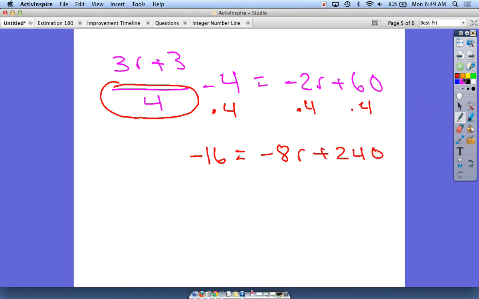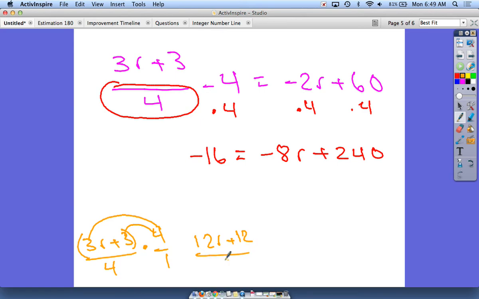And then off to the side, I'm going to do this part somewhere else. I think it's easier to put it off to the side. 3r plus 3 over 4. So we're multiplying everything by 4. Everything here has to be multiplied by 4, the 3r and the 3. So that's going to get me 12r plus 12 over 4.